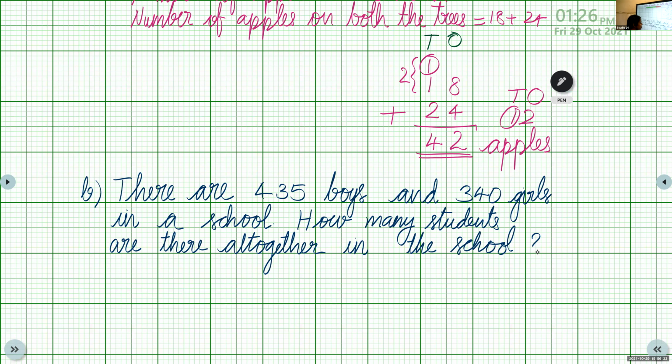Madhav, did you complete the question? Ma'am, yes. The answer is 435 plus 340 equals 775. Very good, Joseph. Your answer is correct. Please write the steps and solve it.